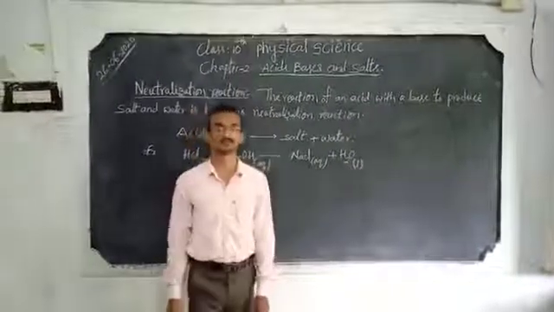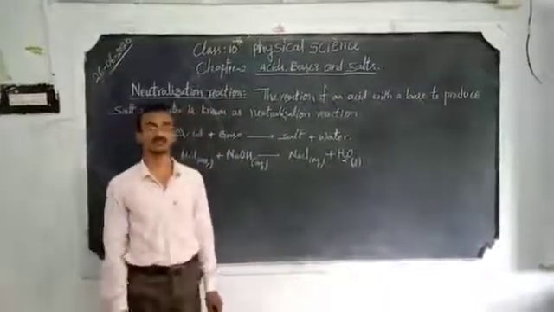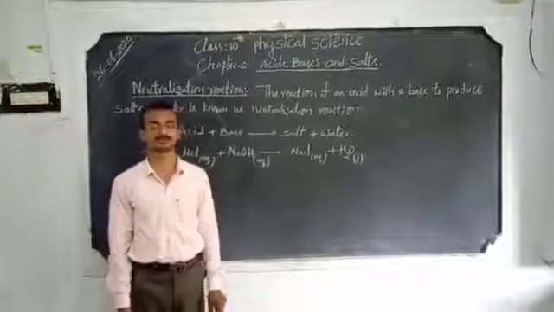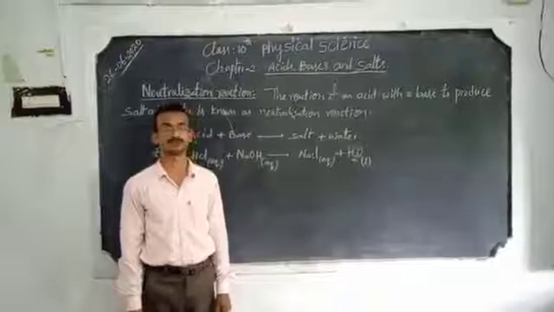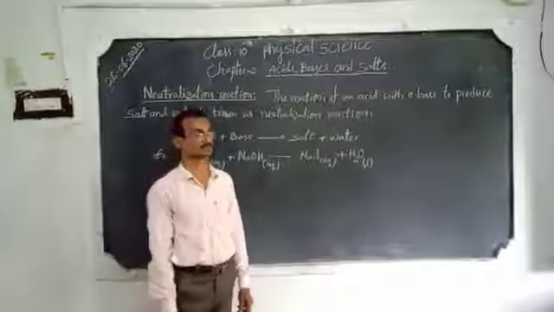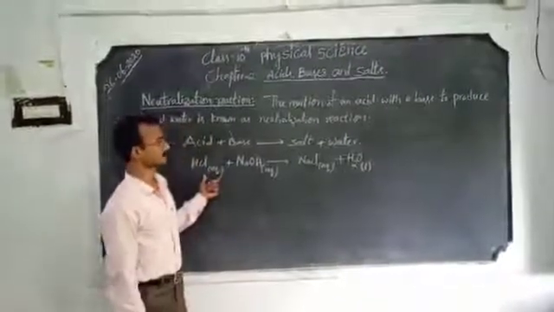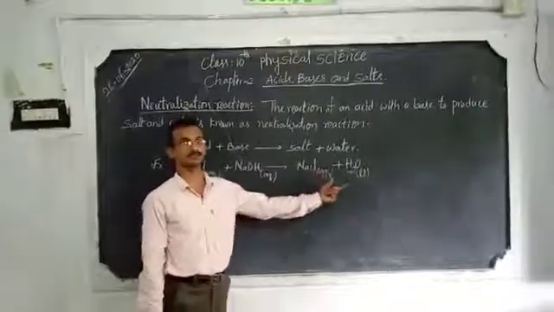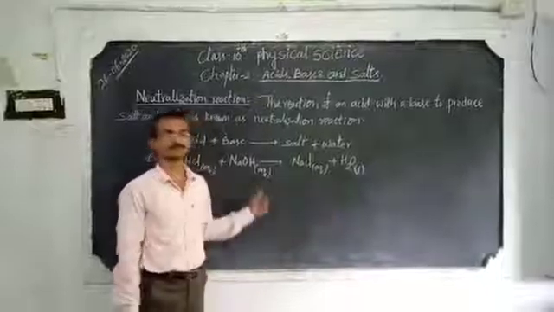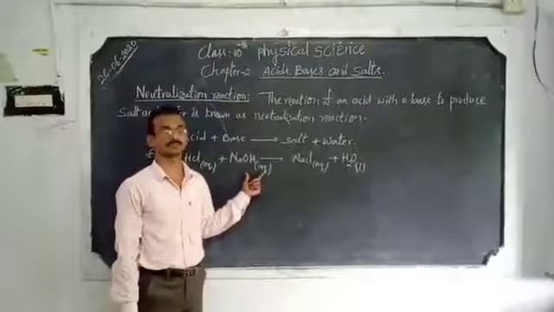Next topic is neutralization reaction. What do we mean by neutralization reaction? The reaction of an acid with a base to produce salt and water is known as a neutralization reaction. For example, hydrochloric acid reacts with sodium hydroxide to produce sodium chloride and water. This is an example reaction for neutralization.